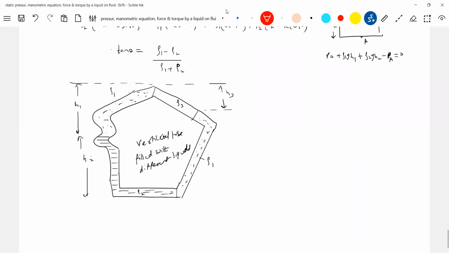So what is the core idea? Again, the pressure, it's a static liquid. The pressure at A should be equal to the pressure at B.